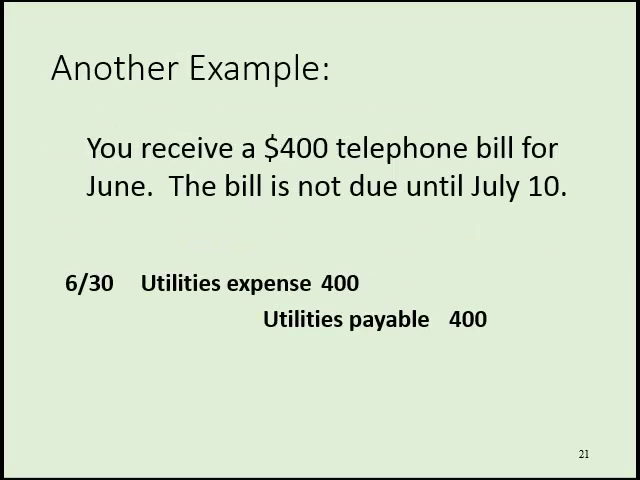Here's another example. Let's say our company receives a $400 telephone bill for the month of June, and that bill is not due until July 10th. We need to accrue and recognize that expense in the period in which it was incurred by debiting utilities expense and crediting utilities payable. Just like with all adjusting entries, they will always impact at least one income statement account and one balance sheet account. And here you see utilities expense, our income statement account, and utilities payable, our balance sheet account.